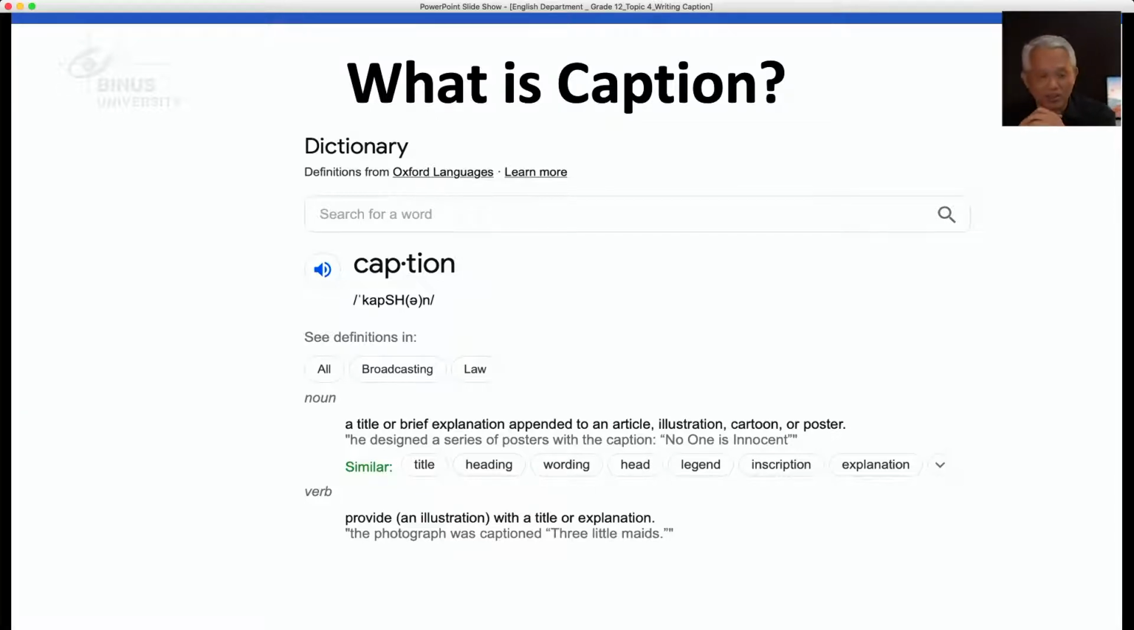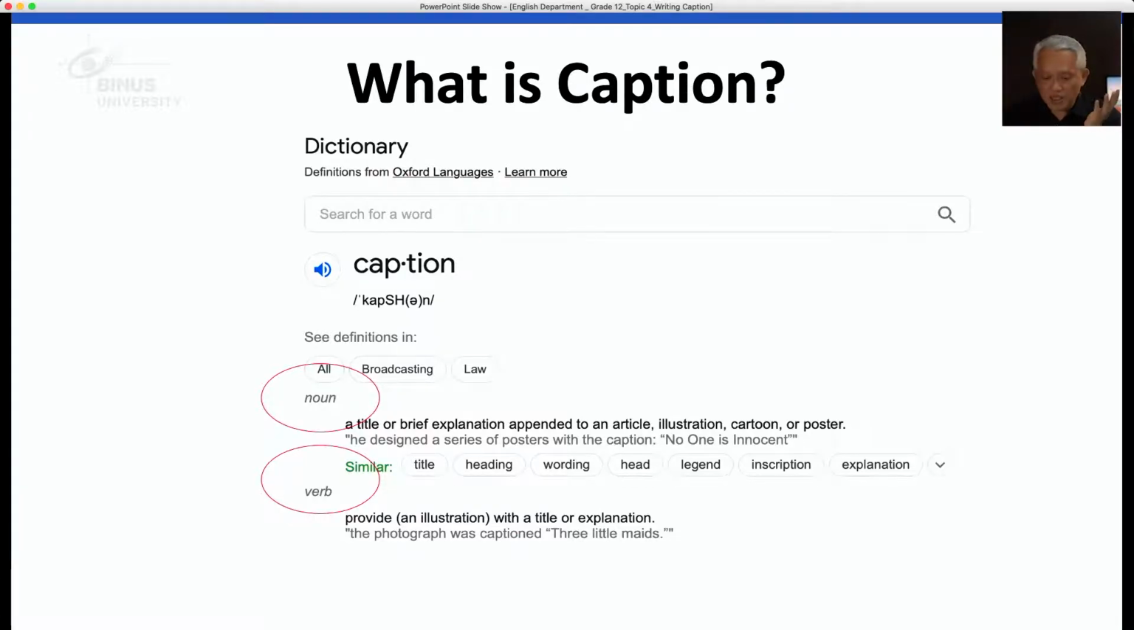Captions, according to the Oxford Dictionary definition, as a noun, is a piece of writing, a brief explanation. But you can use it as a verb as well. For example, let's caption this. You have a picture, an image, and then you say, let's caption this, meaning let's make a caption out of this picture.